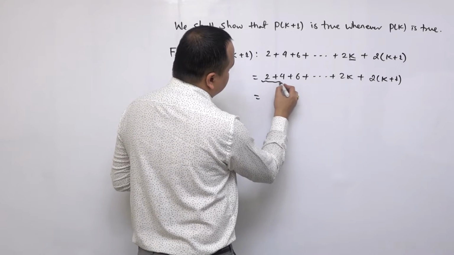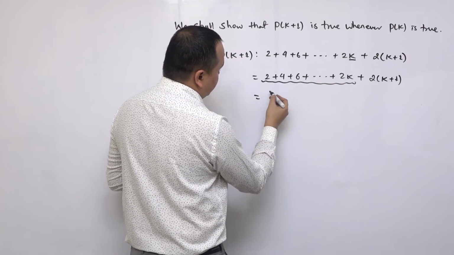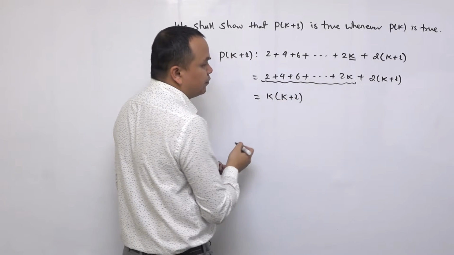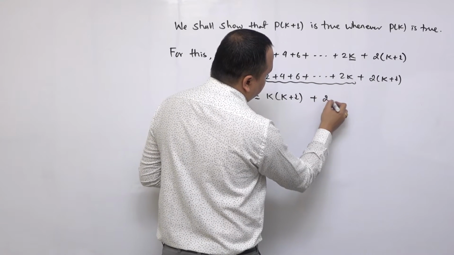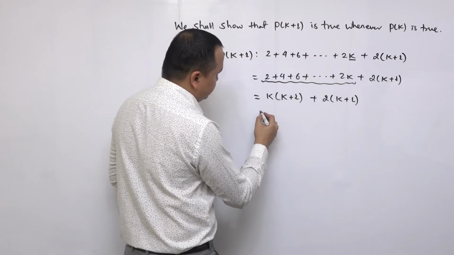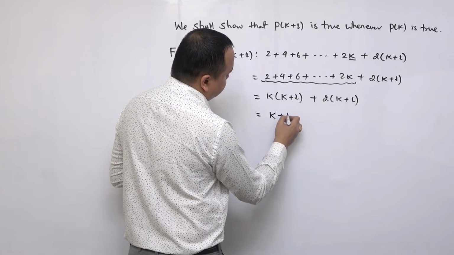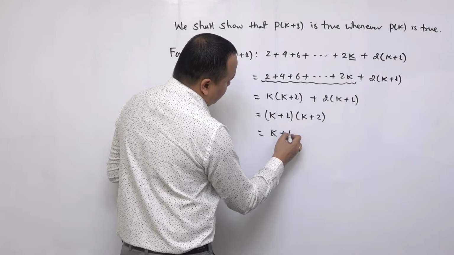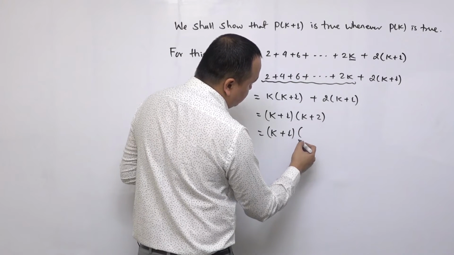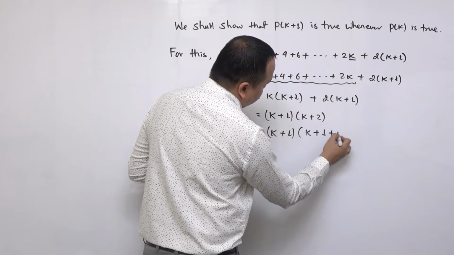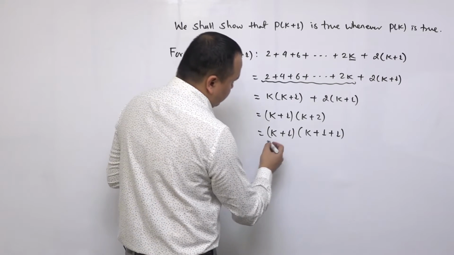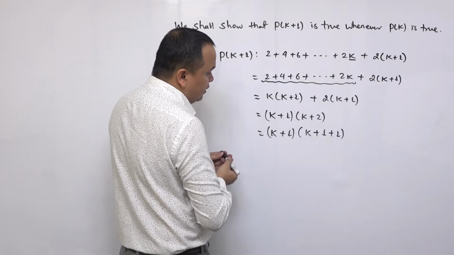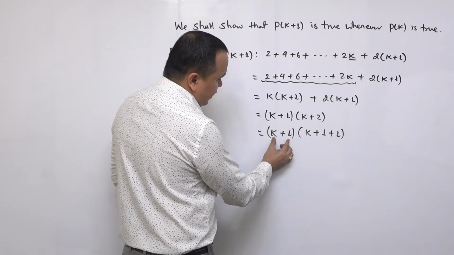By equation I, this is k times k plus 1 plus 2 times of k plus 1. Here k plus 1 is common, k plus 2 and k plus 1. k plus 2 can be written as k plus 1 plus 1. Suppose k plus 1 as n, then it becomes n times n plus 1.